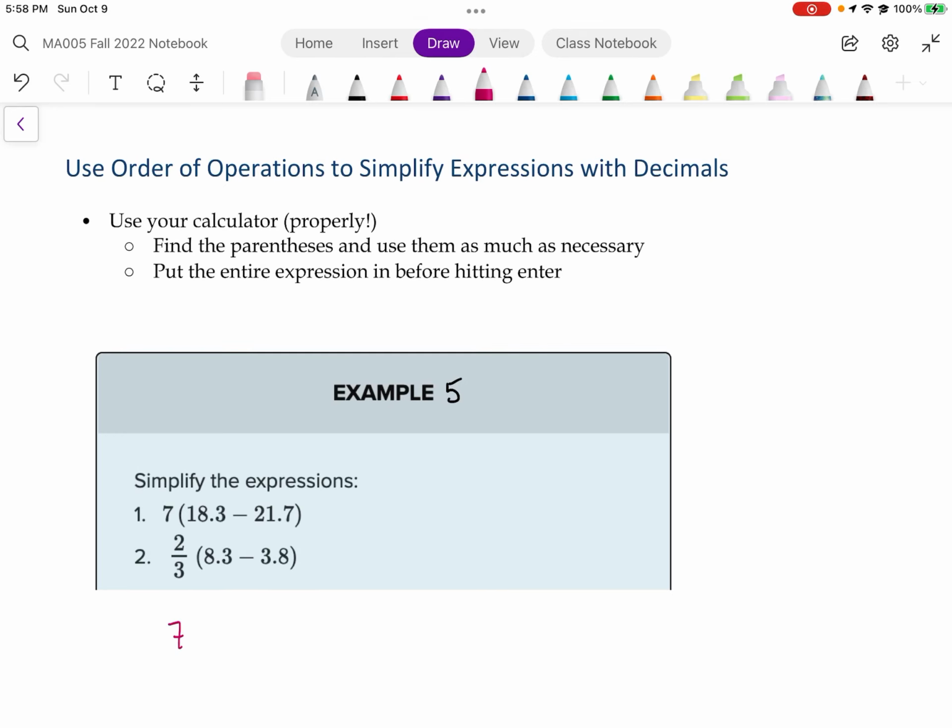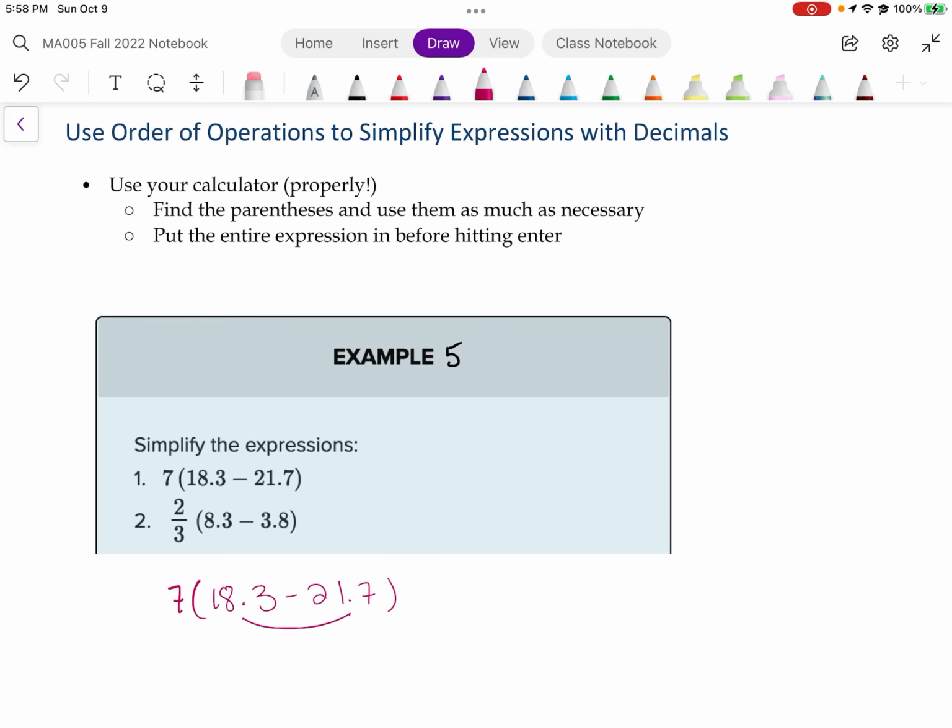So we've got 7 times 18 minus 3 minus 21.7. So this portion right here, let's just say 18 minus 23-ish, right? A little more. So that's going to be maybe around -3. So now when we multiply that times 7, we're going to get around maybe -21. I don't know, something like that. Might be a little bit more than that. All right, so let's see what we get.